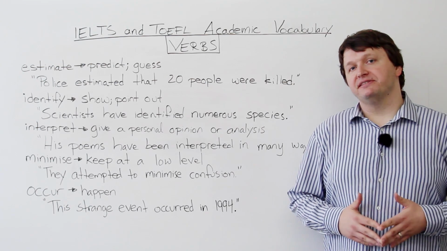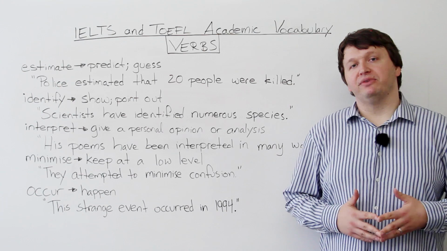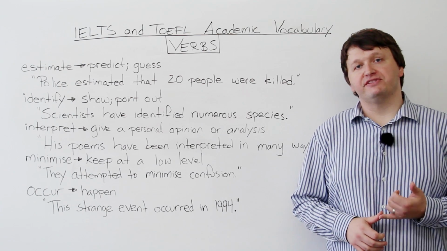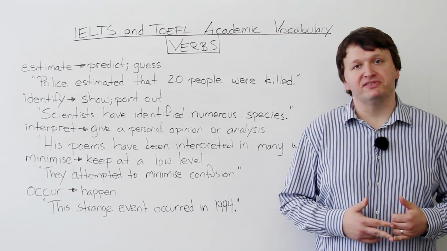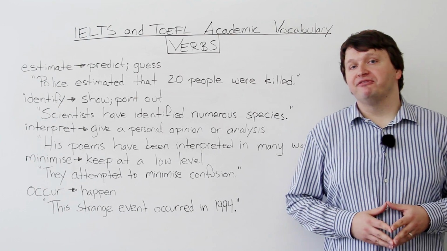And at the end, I'll let you know where you can find an academic word list that's a little more comprehensive, that not only has verbs, but nouns and adjectives. The answer is actually quite simple. So, let's begin with 5 verbs.